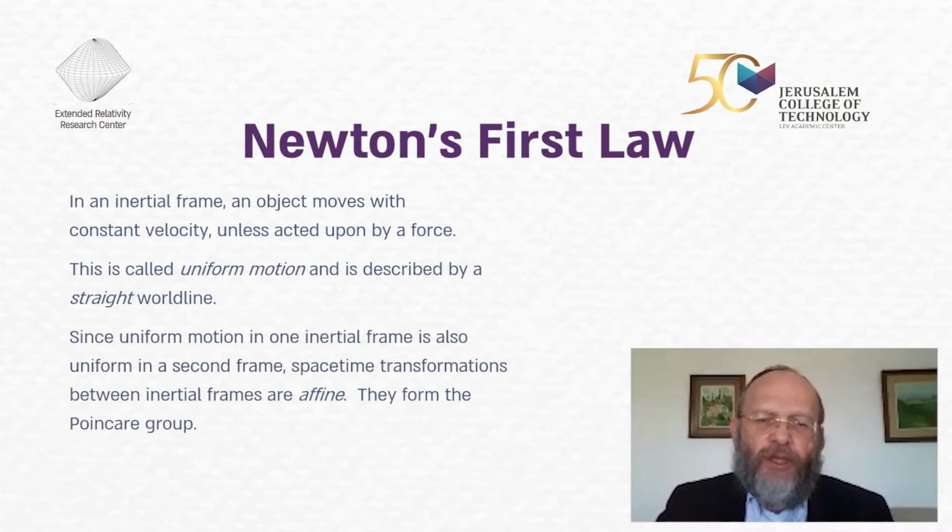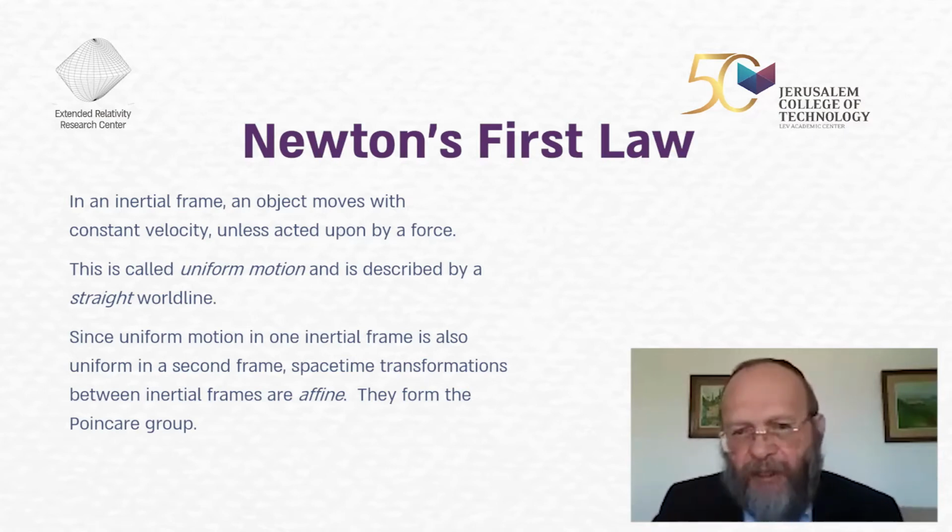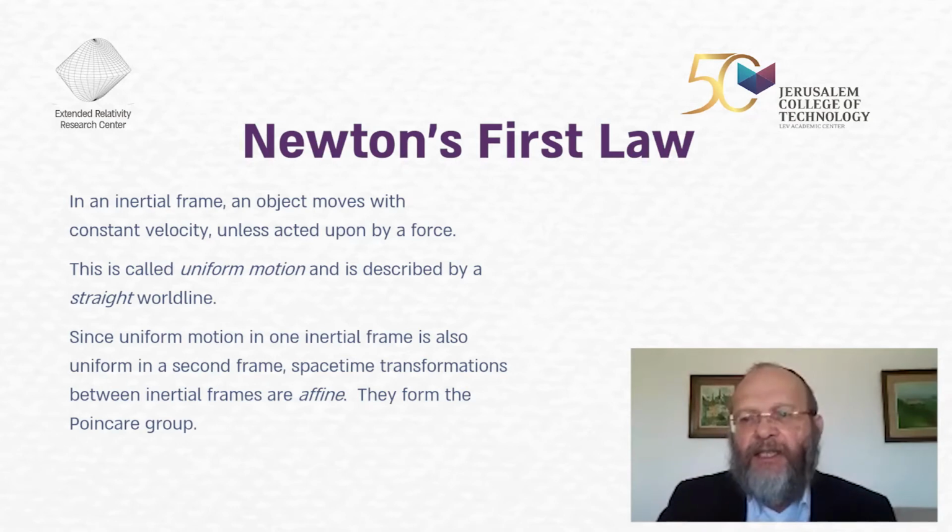Since uniform motion in one inertial frame is also uniform in the second frame, and we said uniform motion is connected with free motion, something that is free in one is free in the other. So the space-time transformation preserves lines. If they preserve lines, such transformations are called affine. The collection of such affine transformations forms a group which is called the Poincare group.